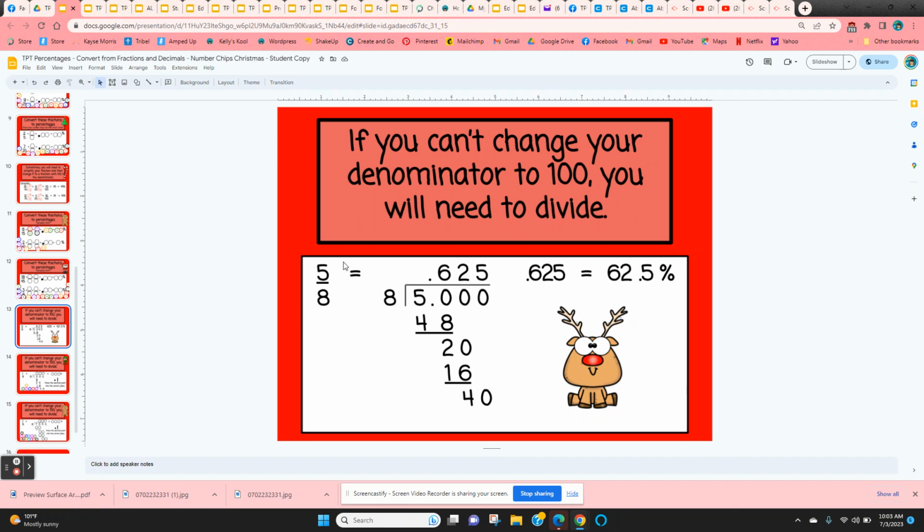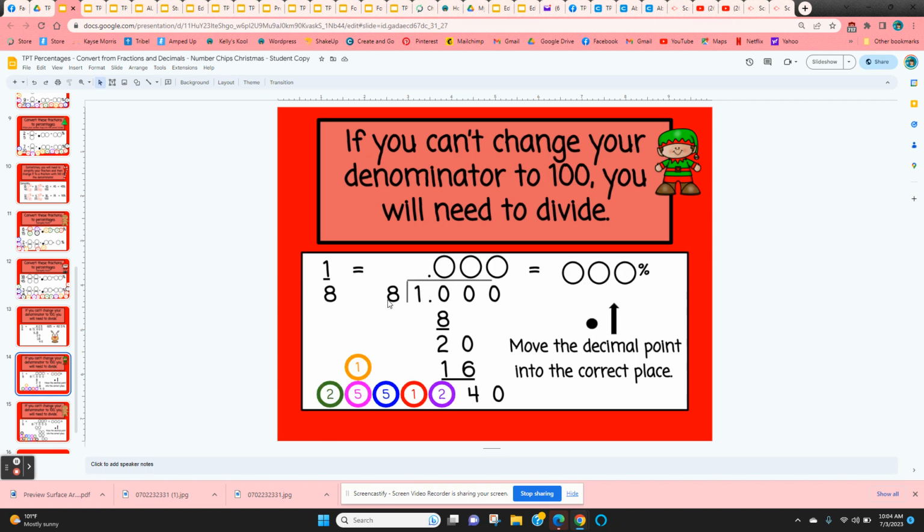Now, fractions are division, so 5 divided by 8. And this just gives them an example of how that works. They end up with a decimal answer of 625 thousandths. They move the decimal point 2 places to the right. They get a percentage of 62.5%. So the next slide, most of the division is done for them. They just need to get the answer here.